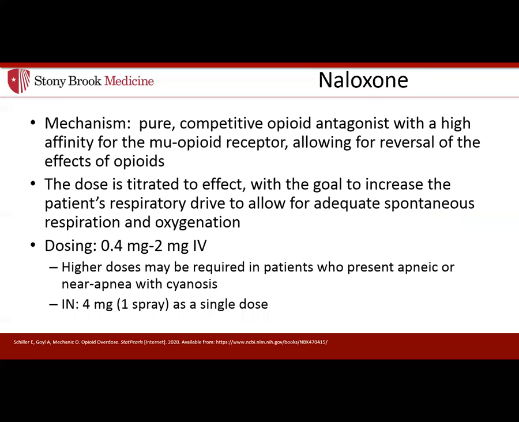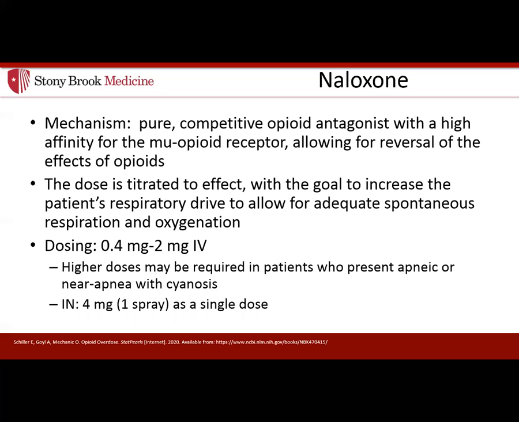So naloxone is the opioid antidote. It acts as a pure competitive opioid antagonist with a high affinity for the mu opioid receptor, allowing for a reversal of the effects of opioids. Naloxone can be given IV as well as intranasally. Dosing of naloxone is titrated to effect. The goal of administration of naloxone is to increase the patient's respiratory drive to allow for adequate spontaneous respiration and oxygenation. In most cases of overdose, the reversal is observable in a matter of minutes.